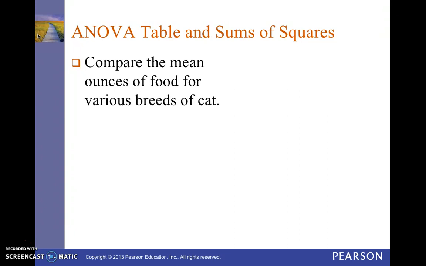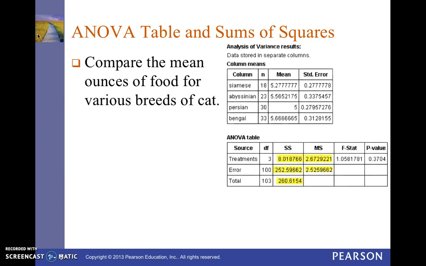So let's suppose, once again, that we are interested in comparing the mean of ounces of food for various breeds of cat. So when you do an ANOVA, you will get something that looks like this. You'll get a chart of means for each of whatever it is you're trying to compare. In this case, we're looking at breeds of cats. N represents, once again, the sample size. So this would be the number of pieces of data that you have. Generally, you're given the mean and then the standard error for each particular category.